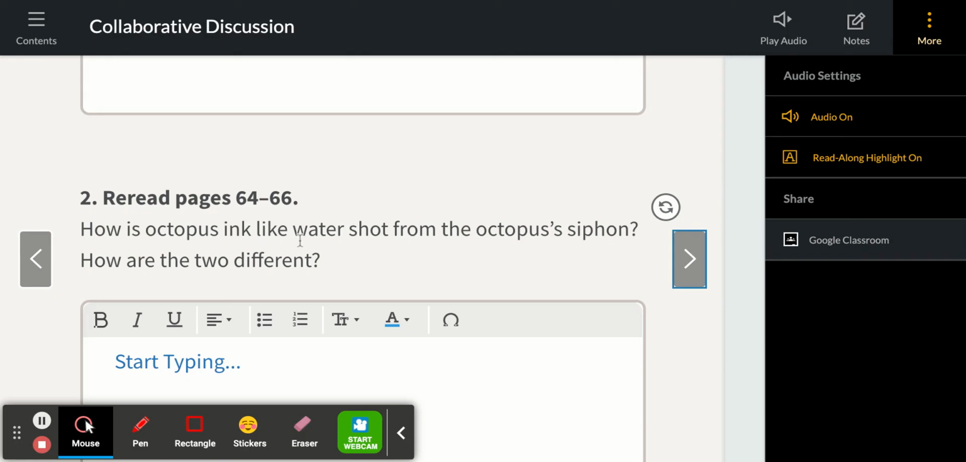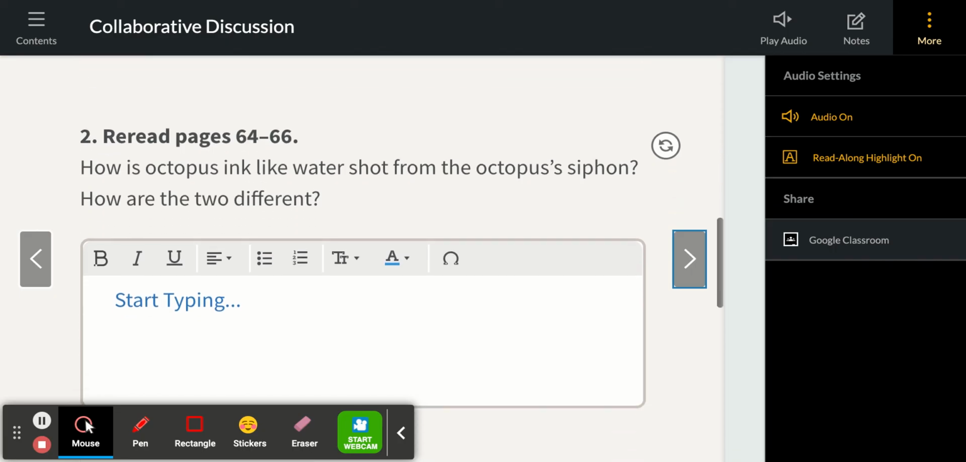How is octopus ink like water shot from the octopus's siphon? And then how are the two different? So think about that ink and think about water and how is it different? Well, we know it looks different, right? That ink was like a blue color. And then, of course, water would be clear. And of course, they are the same because they're both liquid.